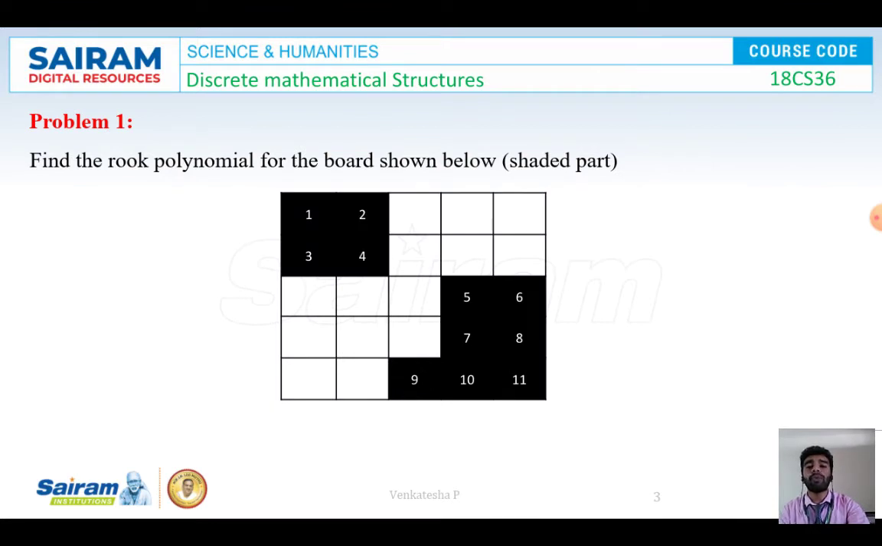Problem: find the Rook polynomial for the board shown below. They have given a 5x5 board, and now I am going to divide this board into two parts. The first board I will take as C1, a 2x2 board, and the second I will take as C2, a 3x3 board. I will assume this complete board as board C, and divide it into two parts: the C1 board, that is 2x2, and the C2 board, that is 3x3.